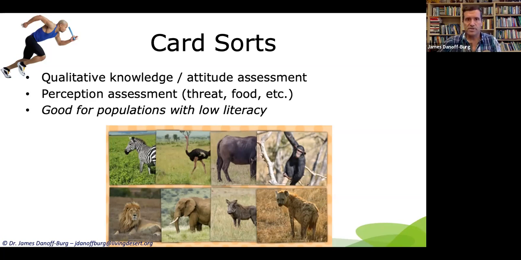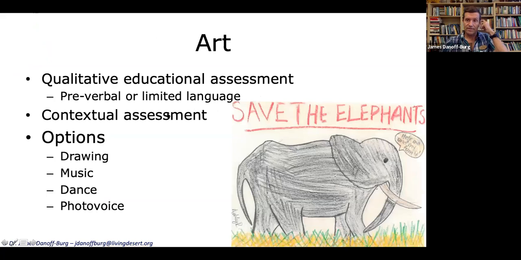Okay, so continuing on. Last is a category that I'll just kind of collectively call art. This is very qualitative, very open-ended, very broad. It's, again, very useful for people who are pre-verbal or maybe not so good with reading at all, low literacy rates. It's also a nice way to be able to do what we call a contextual assessment.